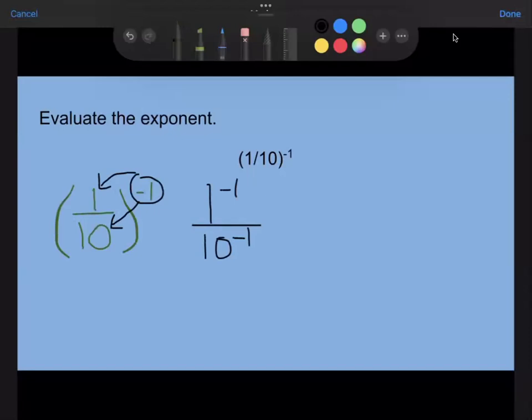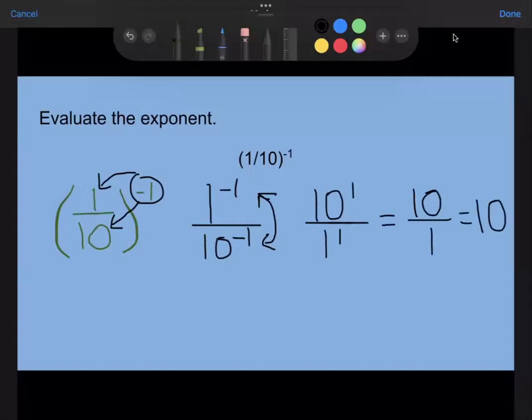Now I want to get rid of those negatives. So I'm going to flip it around to its reciprocal. That means this is 10 to the first power on top and 1 to the first power on the bottom. Well, any number to the first power is the same as just that base number. So that is 10 over 1, which can be simplified to just 10. So 1/10 to the negative first power is the same as 10.